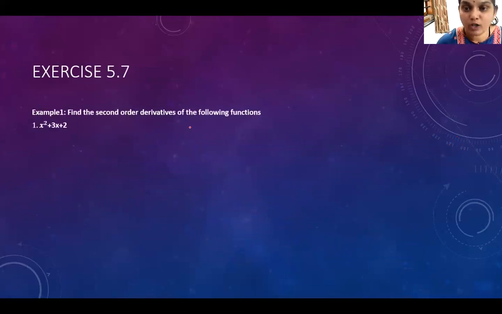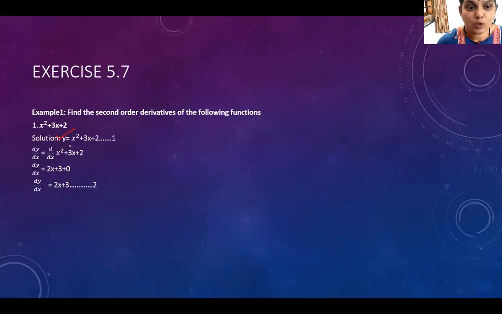Find the second order derivative of the following functions. The first one I took is x square plus 3x plus 2. You will call this y is equal to x square plus 3x plus 2. Operate d by dx on both sides. Here dy by dx equals d by dx of the function. Then the derivative of x square will be 2x. For 3 into x, the derivative of x with respect to x is 1, so it is 3. Plus 2 is a constant, so I get only 2x plus 3. This is our first order derivative.